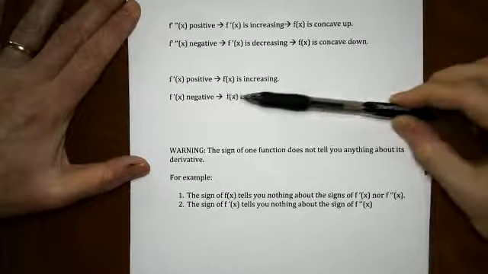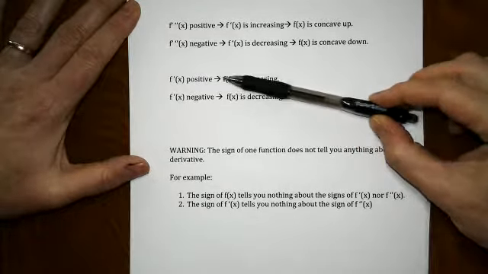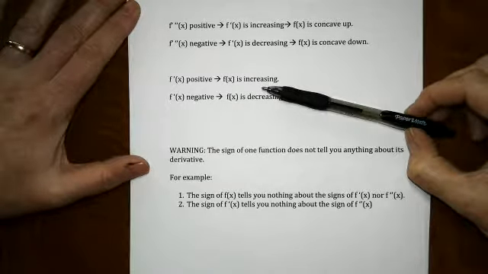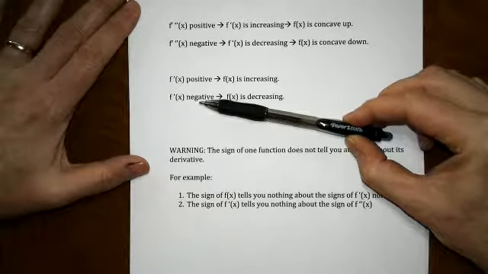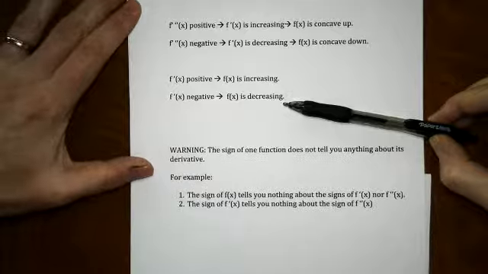And then we already knew from our discussion of the first derivative function that if f prime of x is positive, f of x is increasing. The slope of f is always positive. If f prime of x is negative, the slope of f is negative, which means that f of x is decreasing.